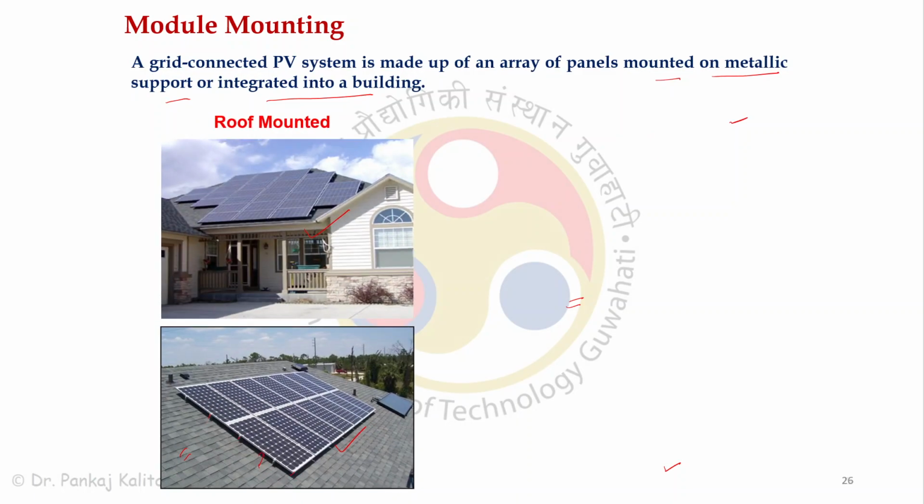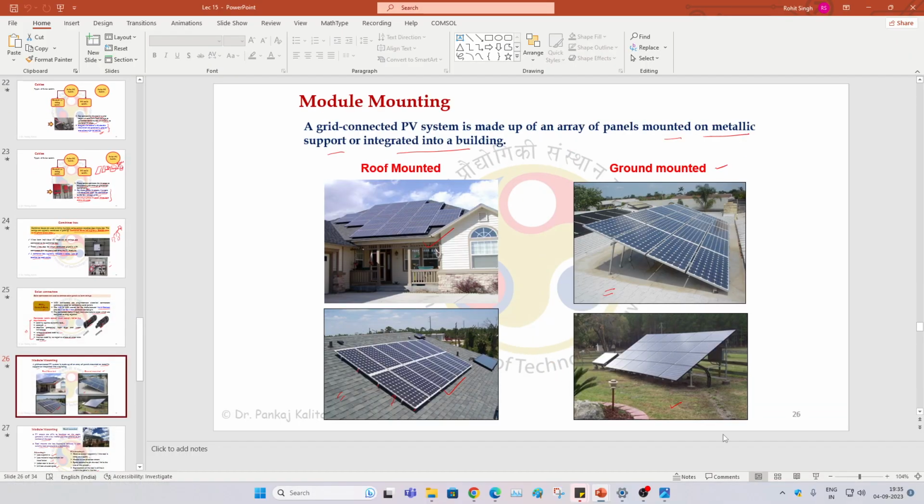So another thing is that we have to mount the module on something. There can be different types of module mounting: mounting can be on a metallic support, or it can be integrated into the building, as you can see from the roof here, building here.